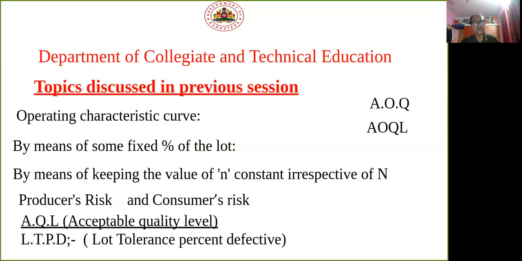Then we studied the risk of the producer and the risk of the consumer. Apart from that, we studied some definitions: AQL, the acceptable quality level; LTPD, the lot tolerance percentage defective; and AOQ and AOQL, all in the last session.